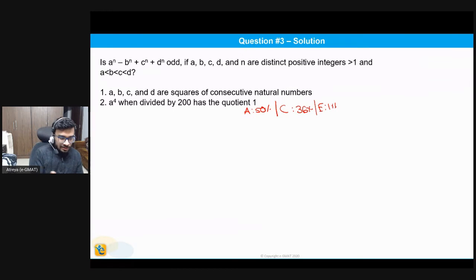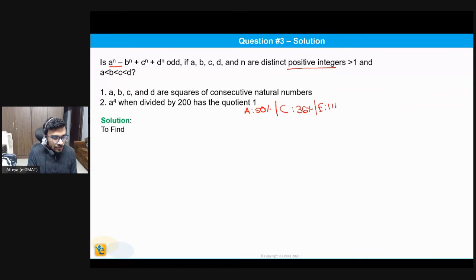Now the question again seems very lengthy. We have powers, n's, a, b, c, d, so many constraints given in the question. Let's take one piece at a time. Let's segregate the question into parts, divide it, and then translate the question into something that's easy to understand, right? So let's start off with the solution.